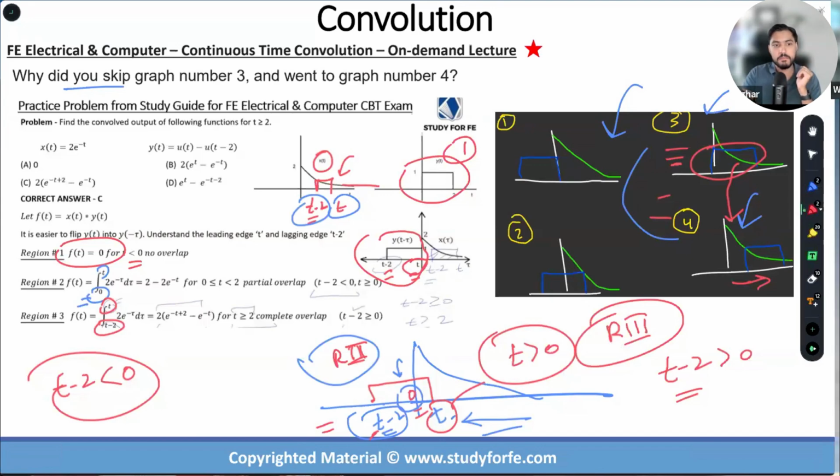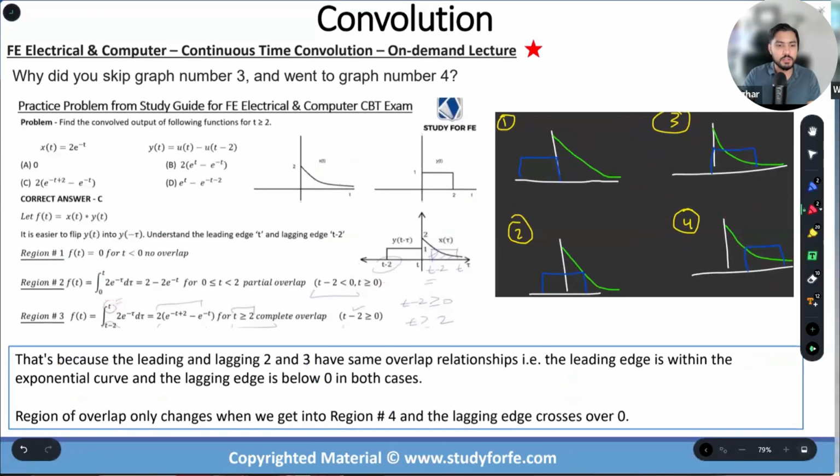All right. Let us take a look at another one. So this was my response to the student. That's because the leading and lagging edge, 2 and 3 have the same overlap relationship. The leading edge is within the exponential curve and the lagging edge is below. Region of overlap only changes when we get into region number 4 and the lagging edge crosses over 0.